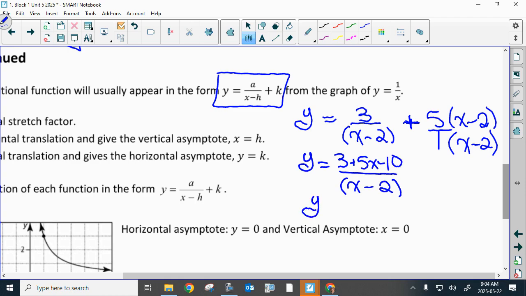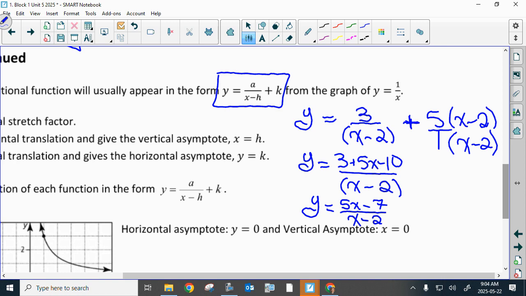And my new function would be 5x minus 7 over x minus 2, horizontal asymptote, y equals 5. Vertical asymptote, x equals 2. Y-intercept, 7/2. X-intercept, 7/5, right? Putting the 0 over here, and I can see it all. So you don't have to work with the transformation form. You can turn it into a single, like polynomial over polynomial, single fraction, okay?